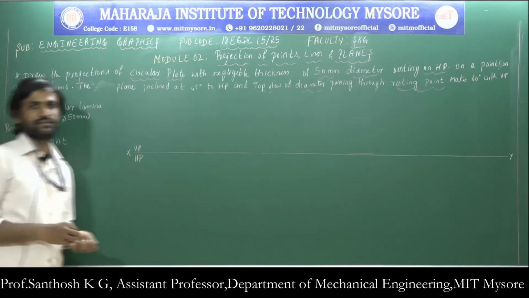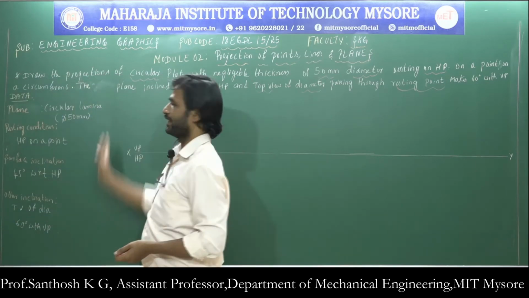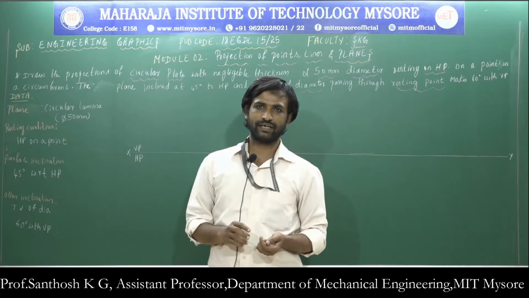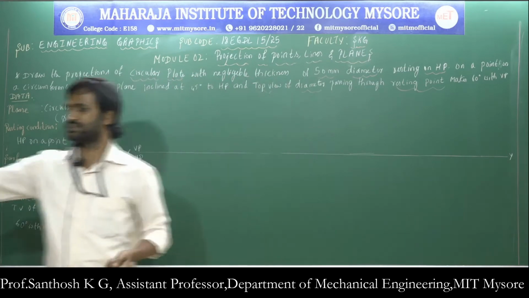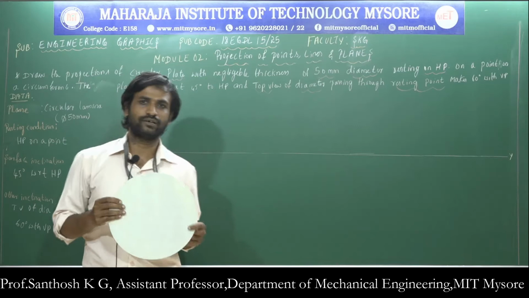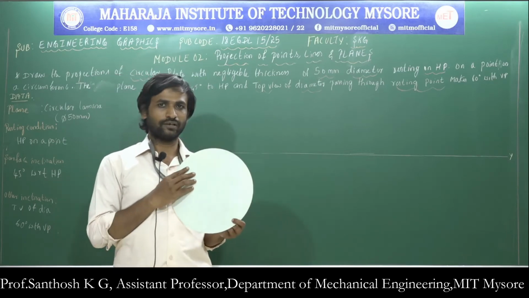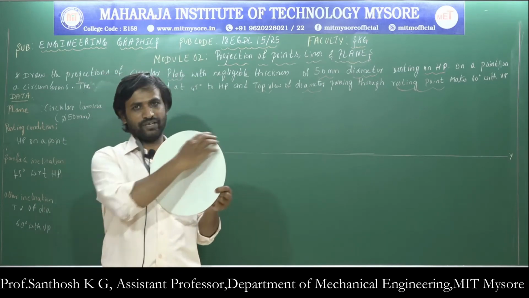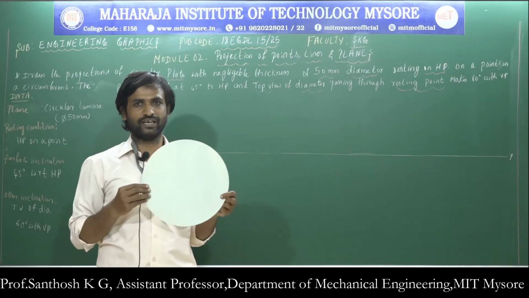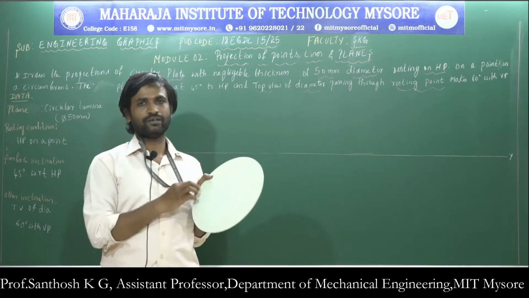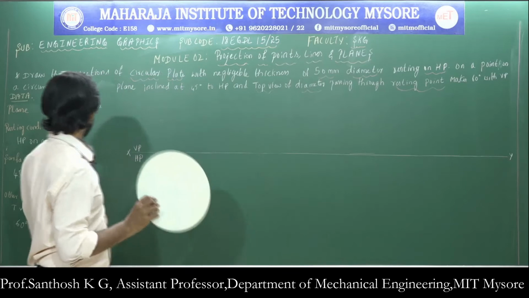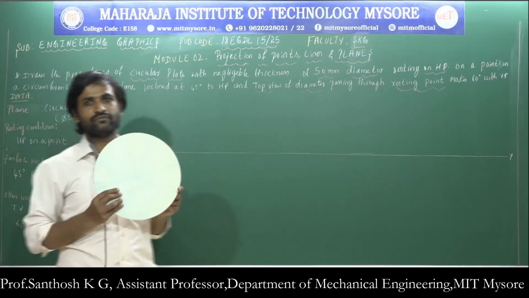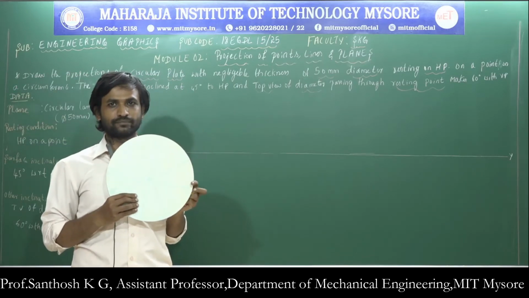So, first by reading the problem, we have noted down the different data given. So, this is the circular lamina we are having. So, the circular lamina, it will be having a circular shape, and the diameter of the circular lamina given is, it is having 50 millimeter diameter.